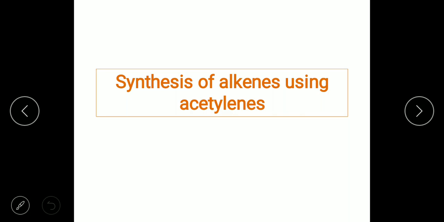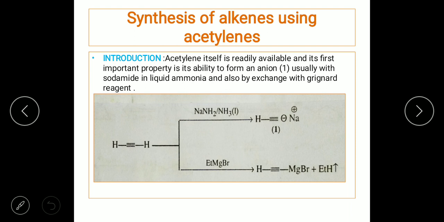Hi students, today we will learn about synthesis of alkenes using acetylenes. Acetylene is the simplest alkyne, readily available, and it is a colorless gas used as a fuel. So let us study the introduction.